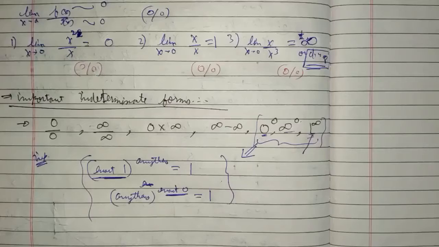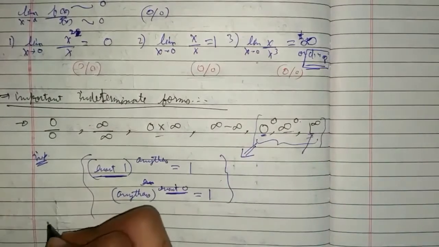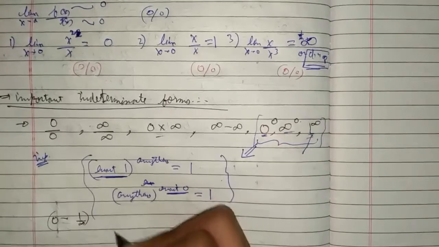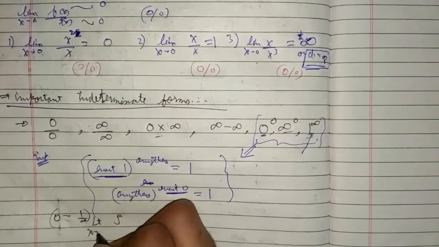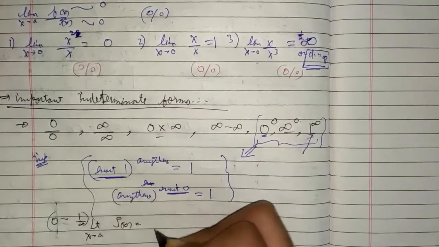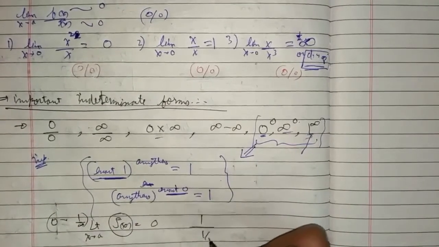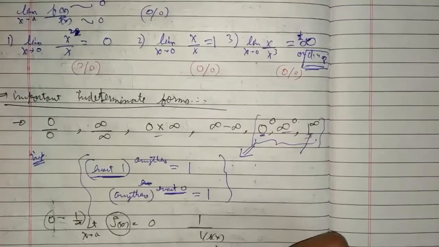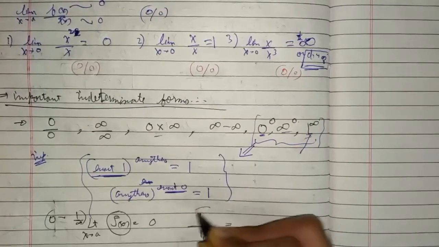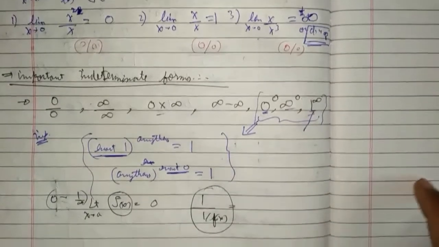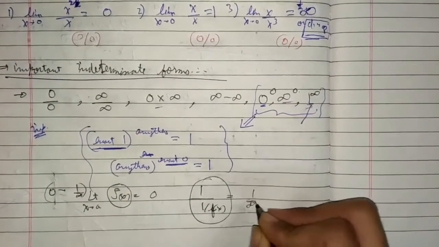We can deal with it by writing the product f times g as a quotient. That is, it is obvious that we can write 0 as 1 by infinity. We can convert this by taking a quotient. That is, if limit x tends to a, f of x is equal to 0, then we can convert this by doing 1 upon 1 upon f of x. So this can also be approximated as 1 by infinity.